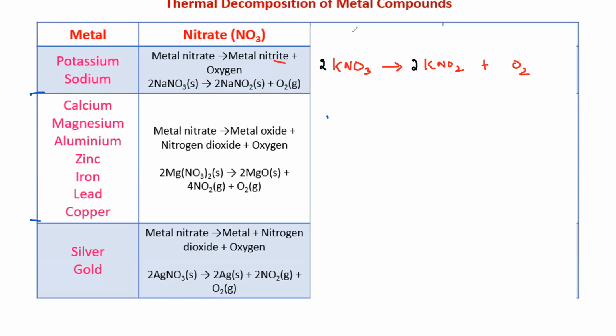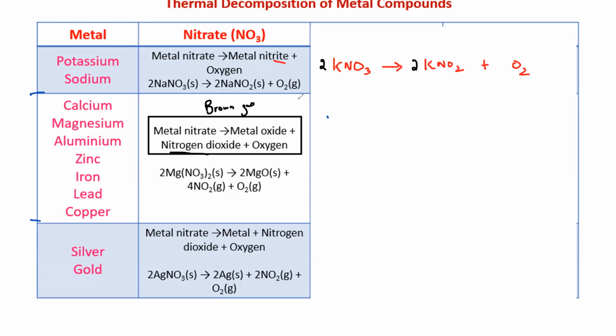So what will be the product? For example, if we have calcium nitrate, as a result it will produce metal oxide plus nitrogen dioxide plus oxygen. And whenever nitrogen dioxide is there, what will we observe? We'll observe a brown gas. So this is always a brown gas.